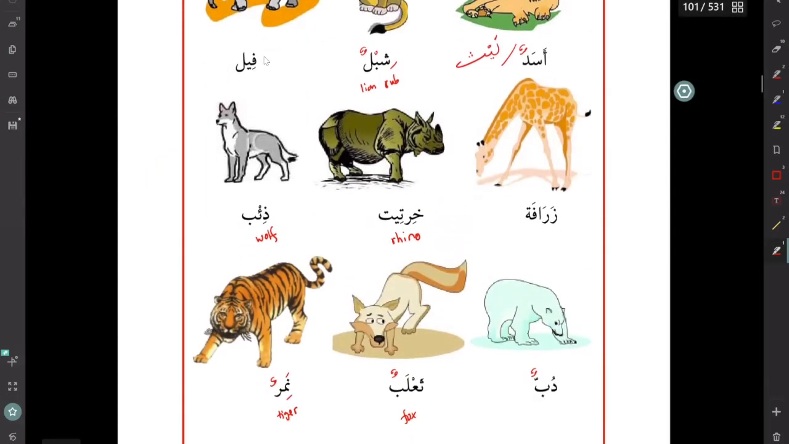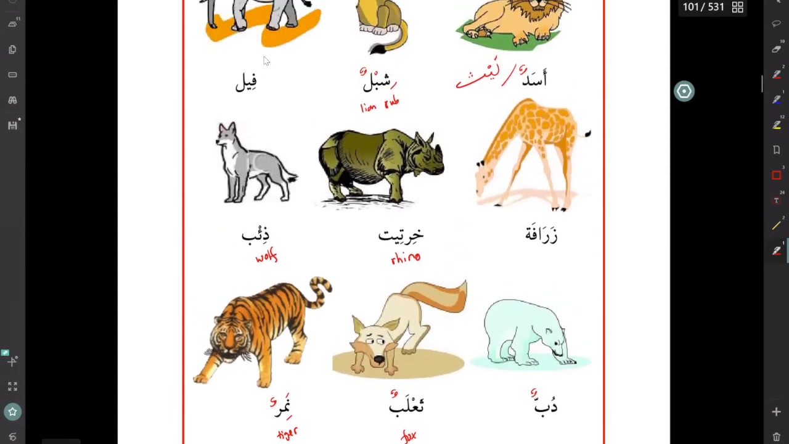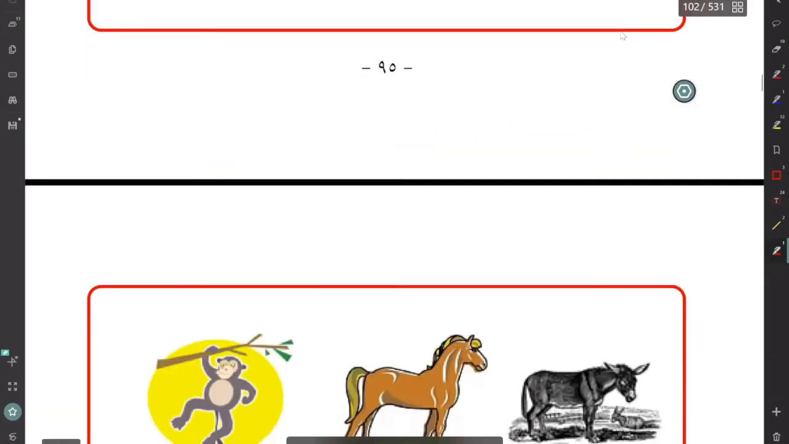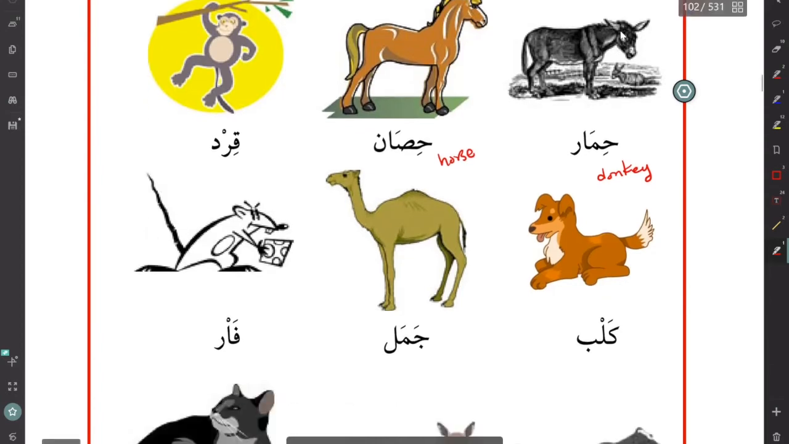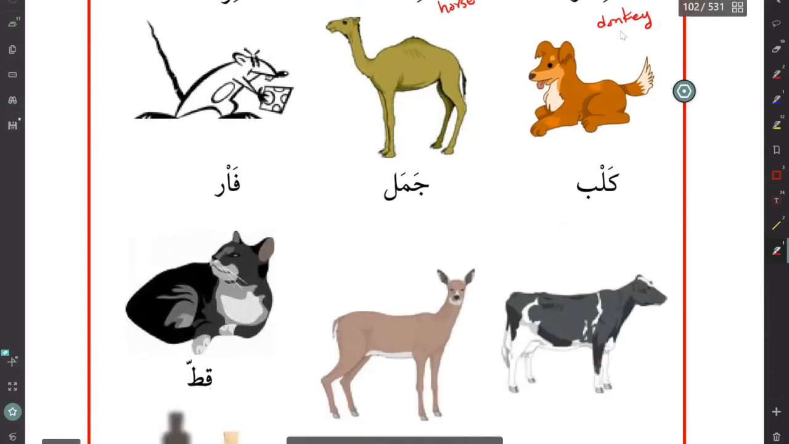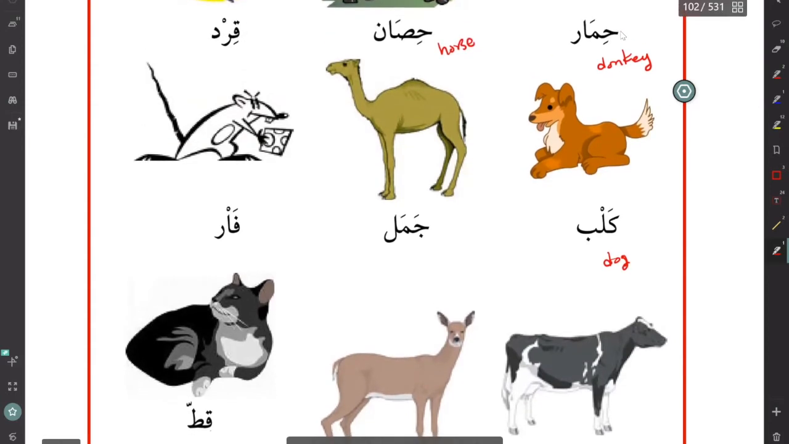So we're learning a lot of words in Arabic for animals. Next page, more animals. Himar is donkey. And hisan is horse. Qirt is monkey, and kalb is dog. Jamal is camel. I'm just quickly going through them because these are just words.